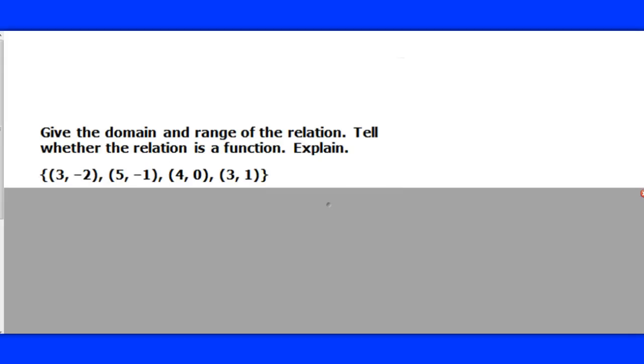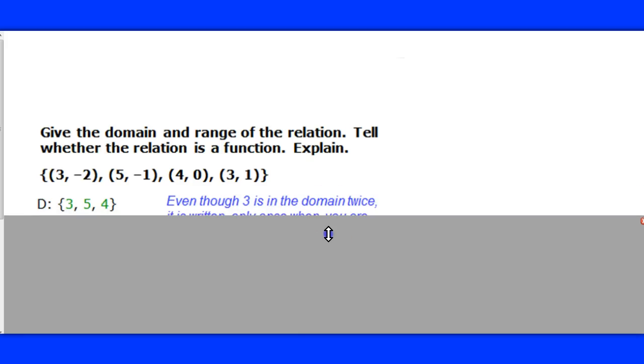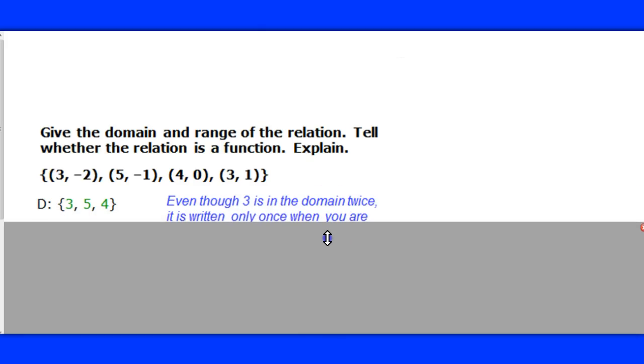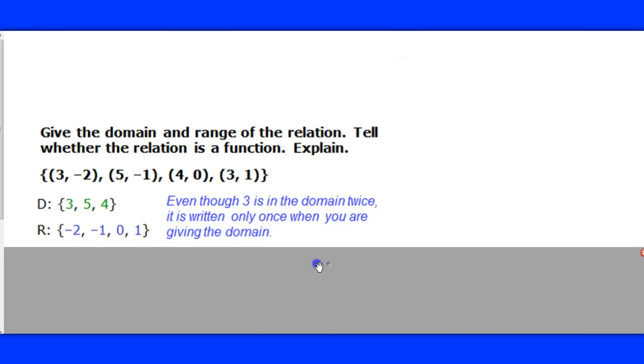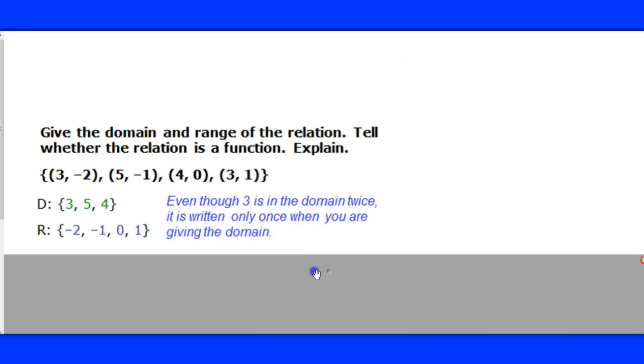Here, I'm going to ask you to give me the domain and the range, and then I'm going to ask you to tell me whether it's a function or not. So, my domain is going to be what? Again, you're probably going to want to pause the video so that you can do this and then check your answers. My domain is going to be 3, 5, and 4. And again, I only write the 3 once, even though it's twice. And my range is -2, -1, 0, and 1.